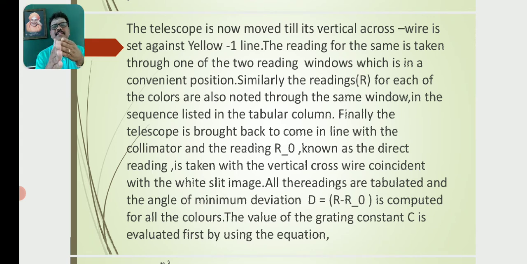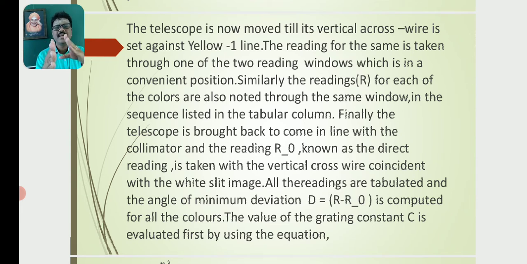So the telescope is now moved till its vertical crosswire is set against yellow one color. Then note the corresponding MSR reading and CVD in the window of the scale. Then calculate the total reading. So total reading is equal to MSR plus CVD into LC.